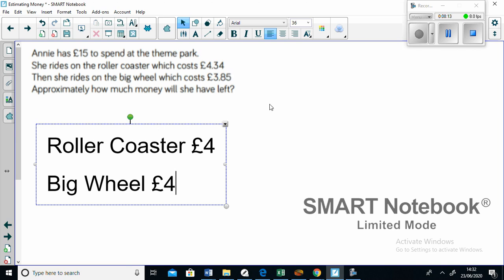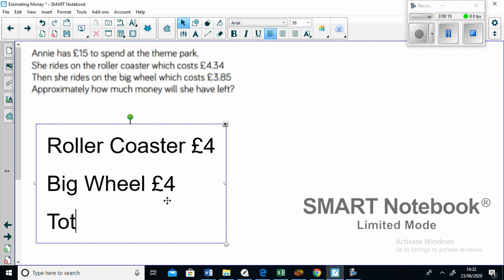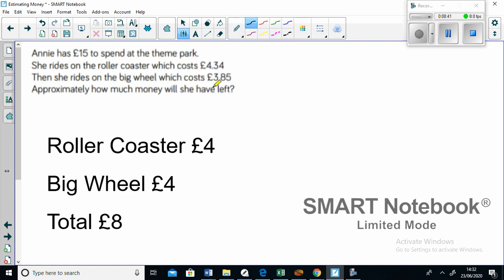Cool. So the roller coaster costs £4, the big wheel costs £4. In total, I've spent approximately, that means about, roughly £8. If I just write £8 in the answer down there, I'm going to end up getting the wrong answer because I haven't actually read the final part of the question. The bit with the question mark, that's the bit you really need to look at. In fact, it's so important, I'm going to go absolutely bonkers and highlight it with a highlighter pen. It says, approximately how much money will she have left over?